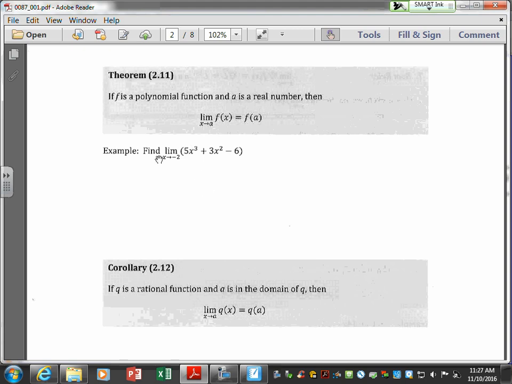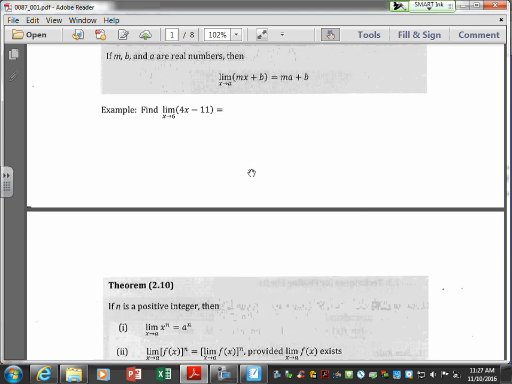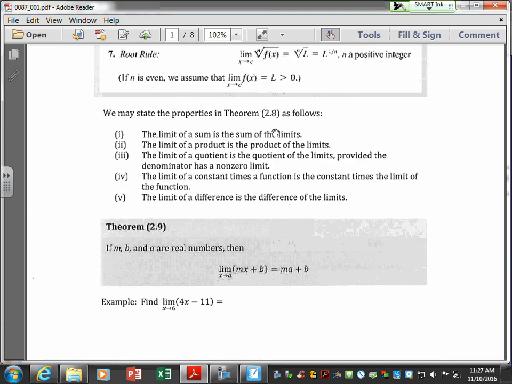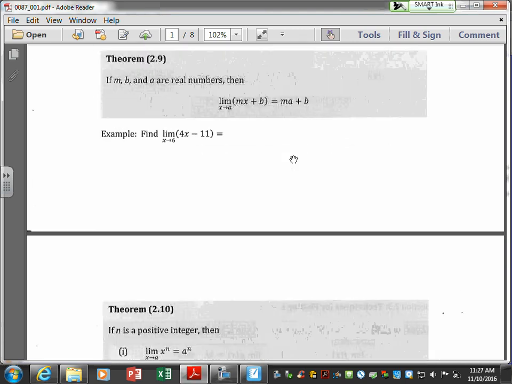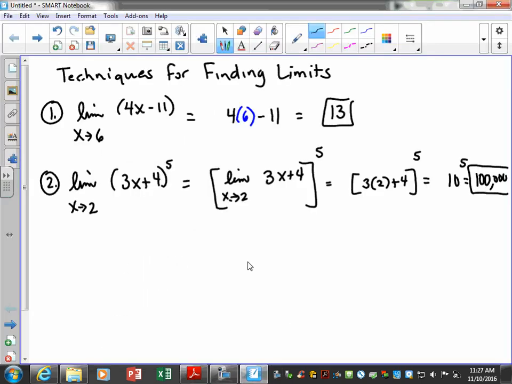Let's practice one of these and separate it out. We're going to use the theorem where, let's see, we'll come back up here. The limit of the sum is the sum of the limits, and let me show you how that works as well. Alright, so let me rewrite this. We have the limit of our polynomial function, which was 5x cubed plus 3x squared minus 6.